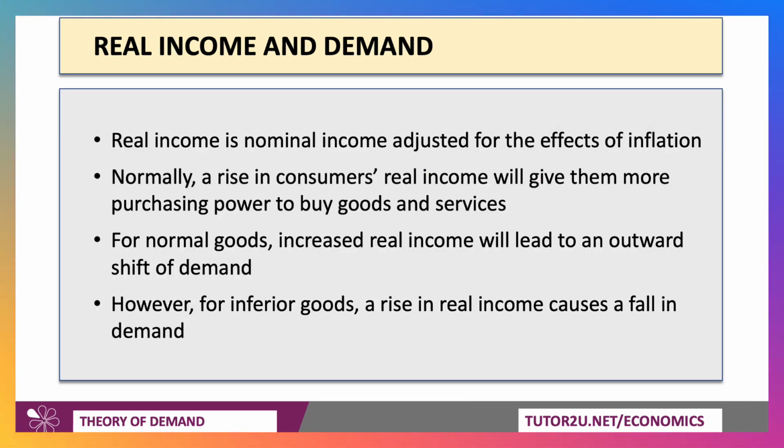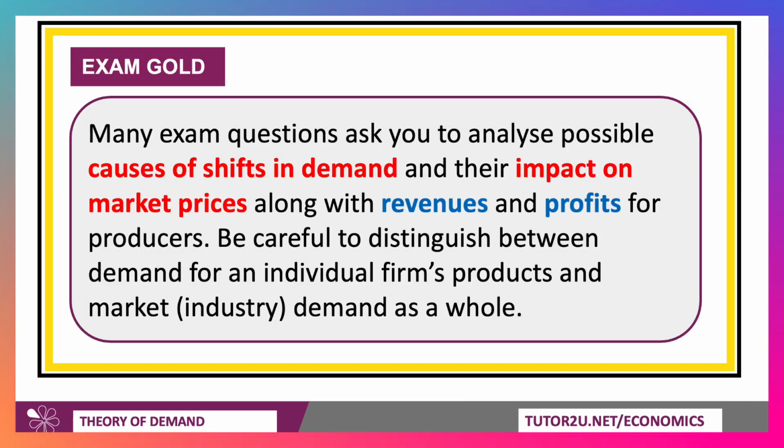Another concept that we've talked about in the presentation is real income. So let's just quickly revise that. So real income is nominal income, or my money income, adjusted for the effects of inflation. And normally, if my real income goes up, I have the potential to buy more goods and services. But I'll only buy more normal goods where demand goes up with income. There are other products called inferior goods, where an increase in real income actually causes a fall in demand.